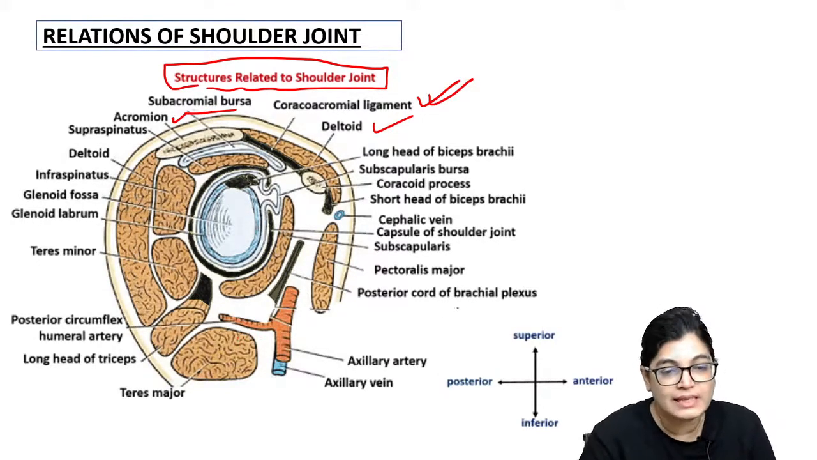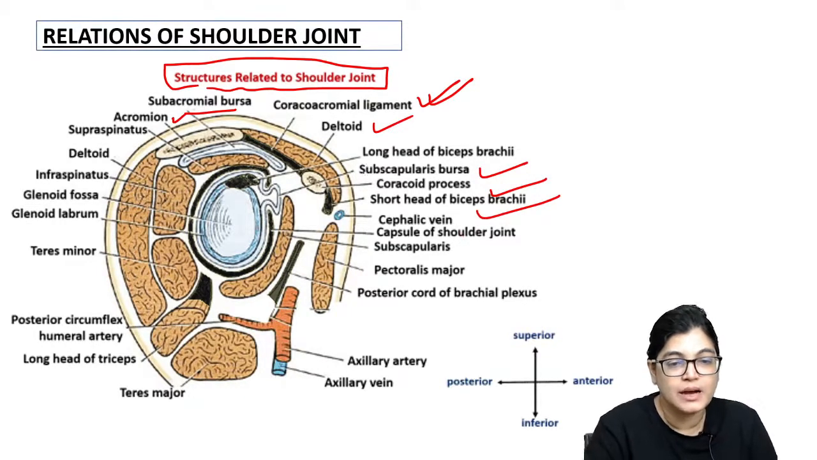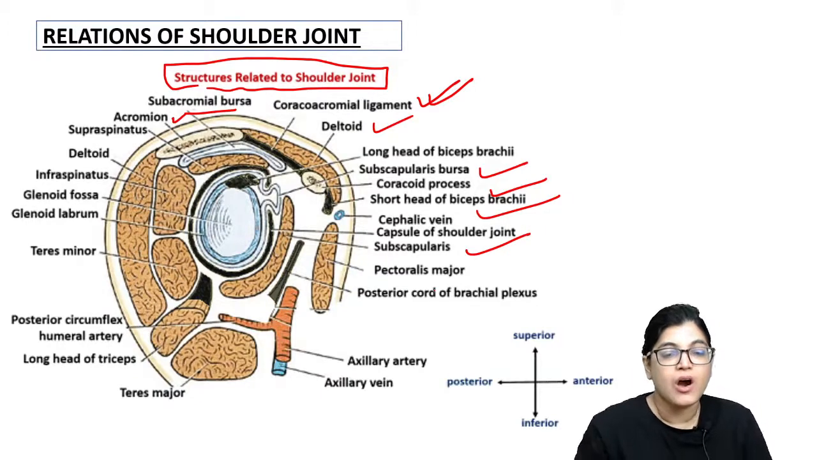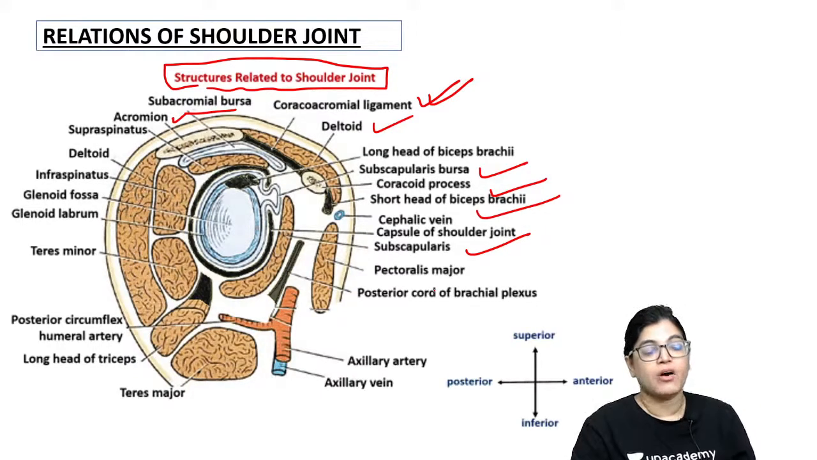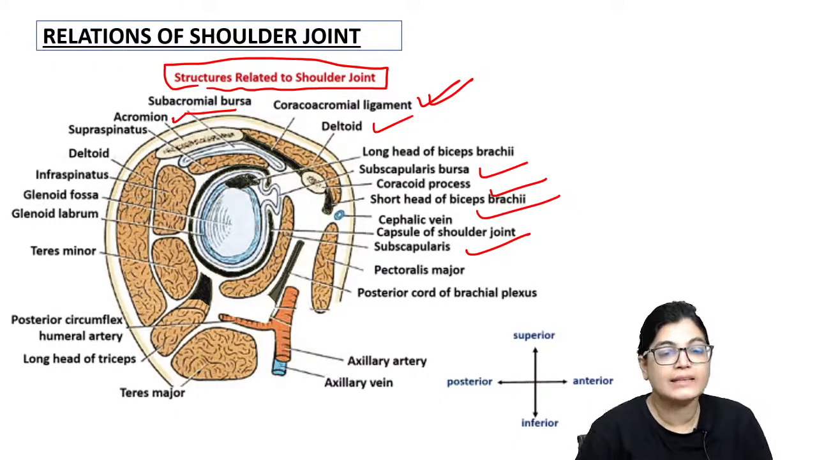Now when you see the anterior aspect, anteriorly it is related to the subscapular bursa, coracoid process, the biceps brachii, and also the subscapularis and coracobrachialis muscle. All these structures are lying on the anterior aspect of the shoulder joint.